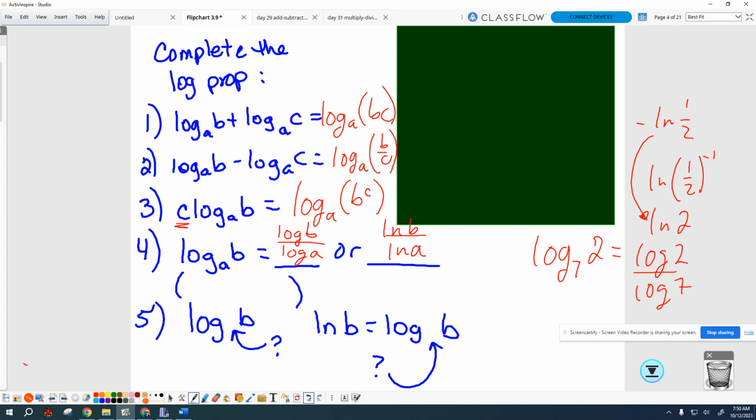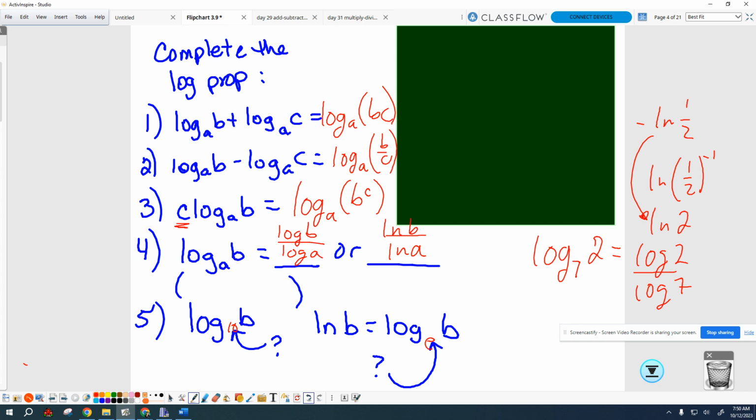What base is implied if it's just log? 10. What base is implied for natural log? e. Okay, yeah. So just checking to see if you guys remember logs. So if you're kind of allergic to them, Alex is just saying it's too early in the morning, that's all. Okay.